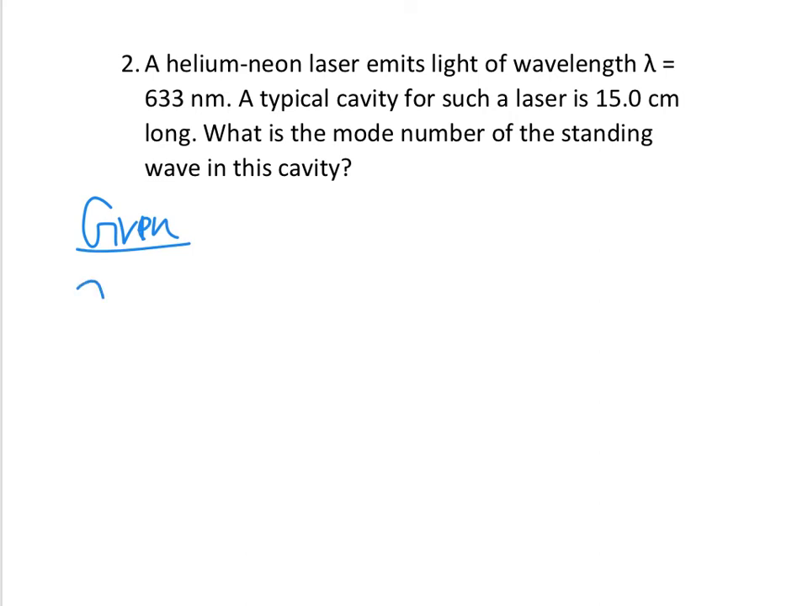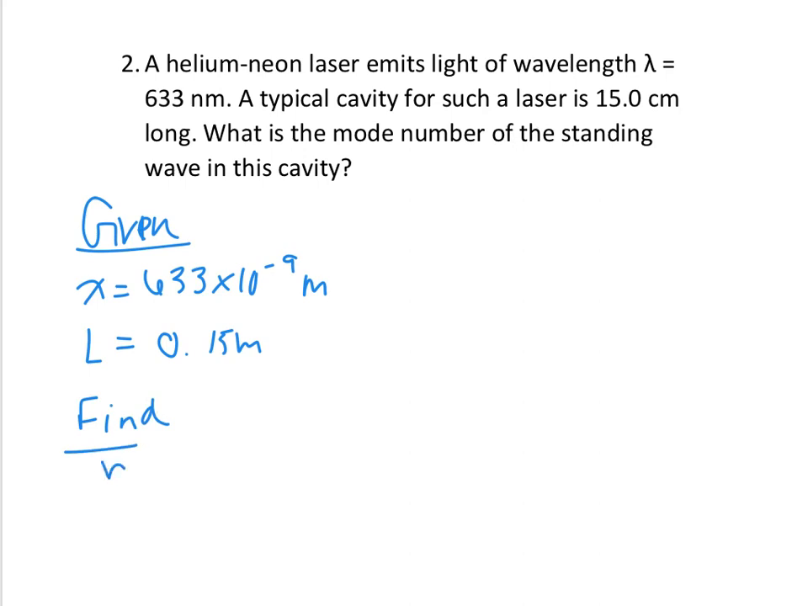So we're given that the wavelength lambda is 633 nanometers. That's 633 times 10 to the negative 9th meters. We also know that the length where that standing wave is going to be is 15 centimeters. So that's 0.15 meters. And we're looking for m. Wavelength for this certain mode is equal to 2L over m. So m equals 2L over lambda.